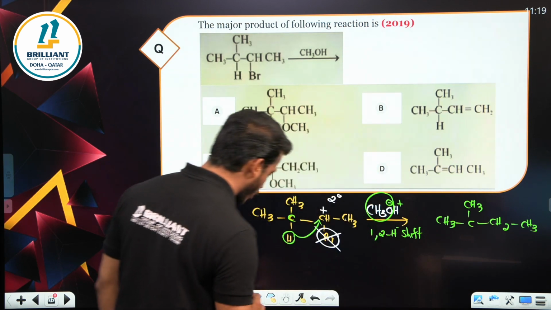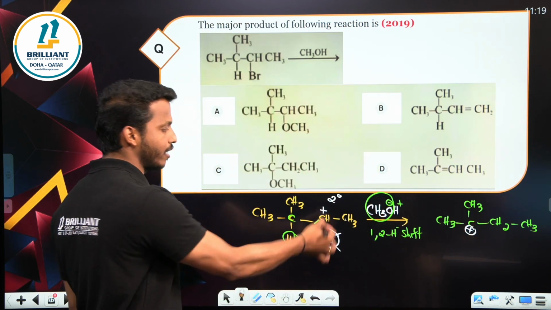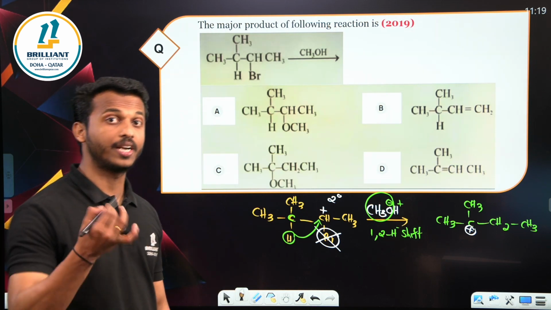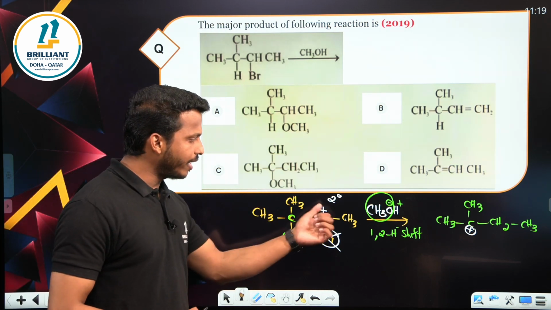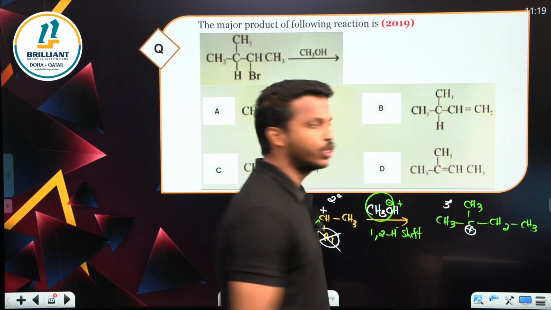Now where is the new positive charge? Can you say, dear all? Here is the positive charge, because H is leaving as H minus. Hydride shift. So initially it is secondary, now it is tertiary. Yes, dear all, please check it.